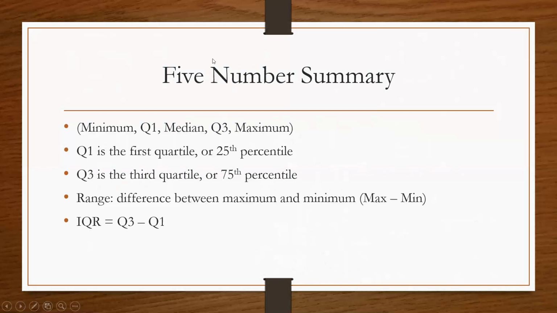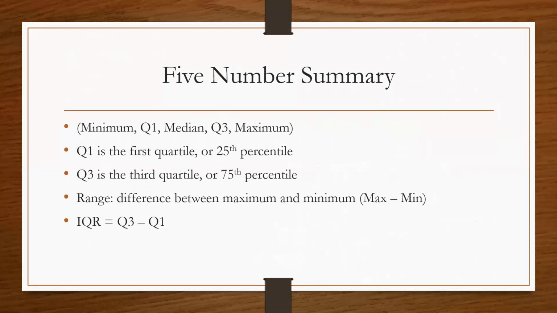All right, and here's something you're definitely going to get a few questions on, and that's the 5-number summary. In a 5-number summary, you're given, of course, 5 numbers. The first one is the minimum, followed by the first quartile, then the median, the third quartile, and then the maximum. The first quartile is the 25th percentile, and the third quartile is the 75th percentile.